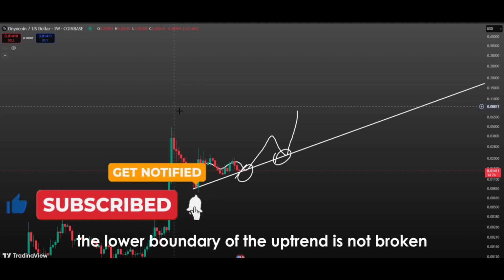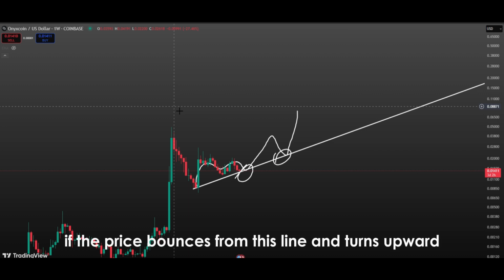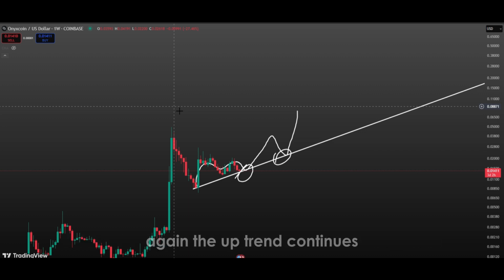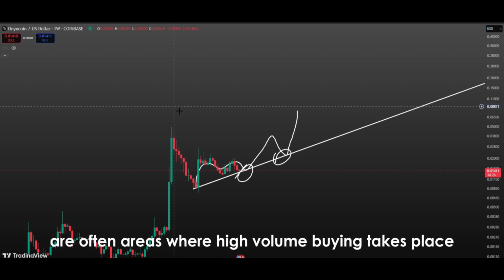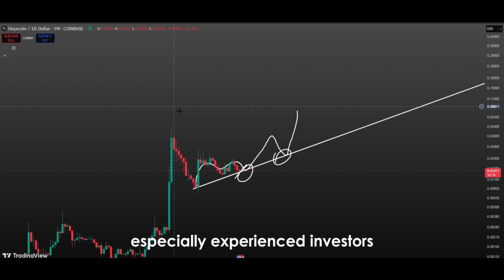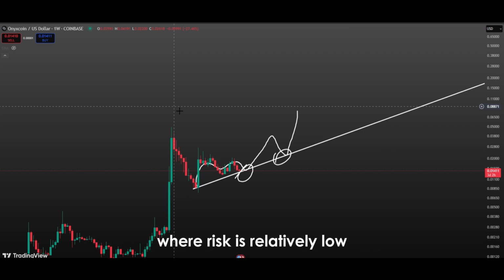As long as the lower boundary of the uptrend is not broken, the trend remains intact. If the price bounces from this line and turns upward again, the uptrend continues. That's why moments of contact with the trend line are often areas where high-volume buying takes place. Especially experienced investors and algorithmic trading systems closely monitor these trend lines because they represent strategic entry points where risk is relatively low and potential reward is high.